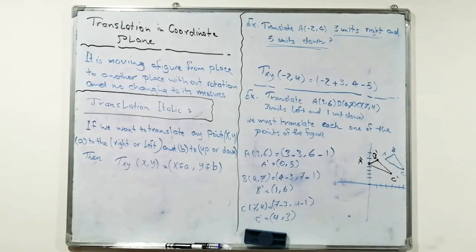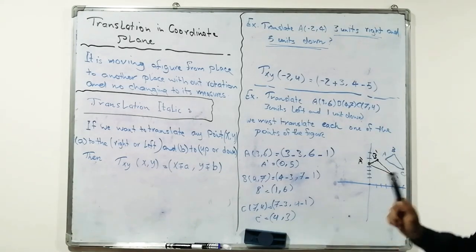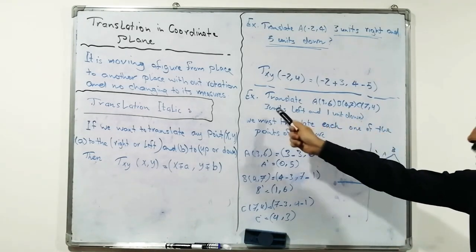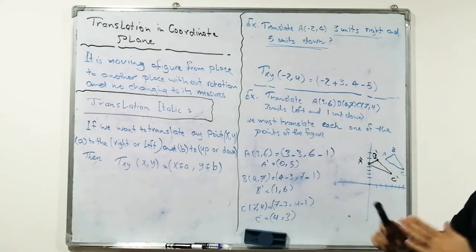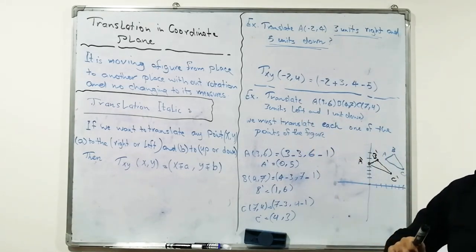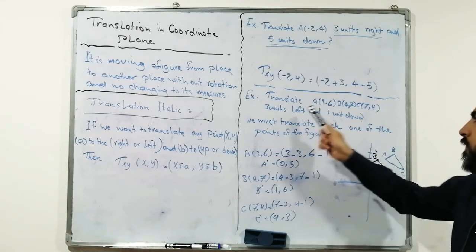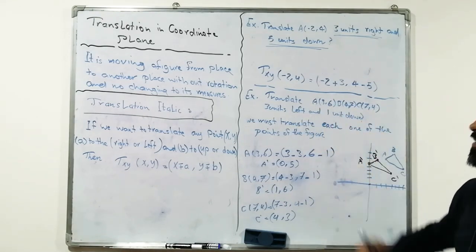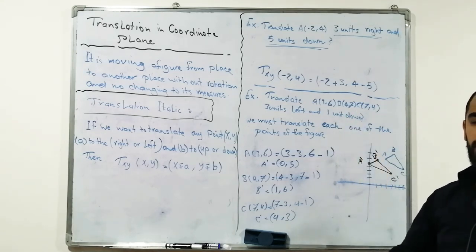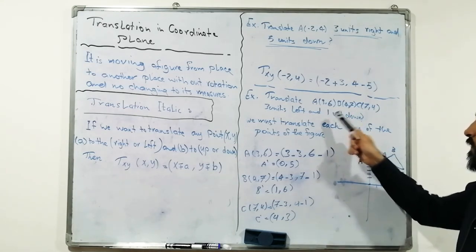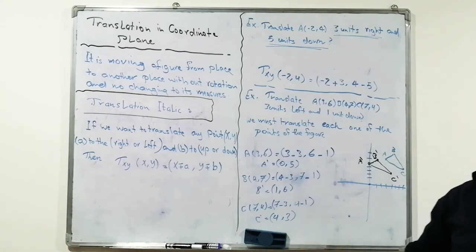This is the picture of the figure after translating it 3 units to the left and 1 unit down. 3 units to the left means we subtract 3 from the x of each point of the figure. And 1 unit down means we subtract from the second part of each point of the figure.